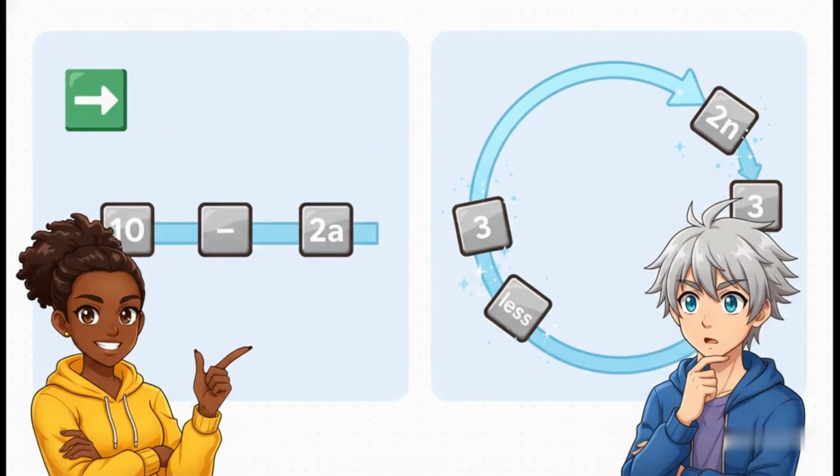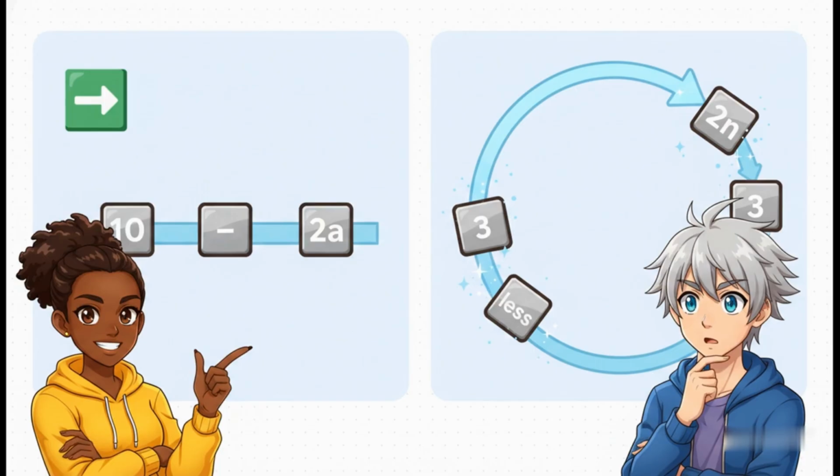This slide shows it perfectly. Look at that first one. 10 decreased by twice a. It translates in the exact same order. 10 minus 2a. Straightforward. But now look at the second one. 3 less than twice a number. That phrase less than is a classic turnaround. It's a signal that you have to flip the order. You start with the second part, twice a number, or 2n, and then you subtract the 3.